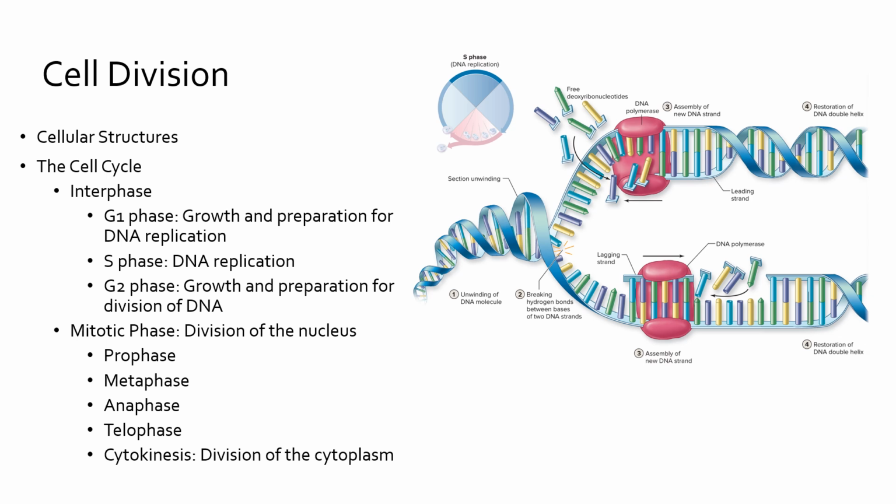The cell cycle is regulated by a complex set of signaling pathways involving cyclin-dependent kinases and checkpoint proteins to ensure accurate DNA replication and division. Dysregulation of the cell cycle can lead to uncontrolled cell growth and cancer.